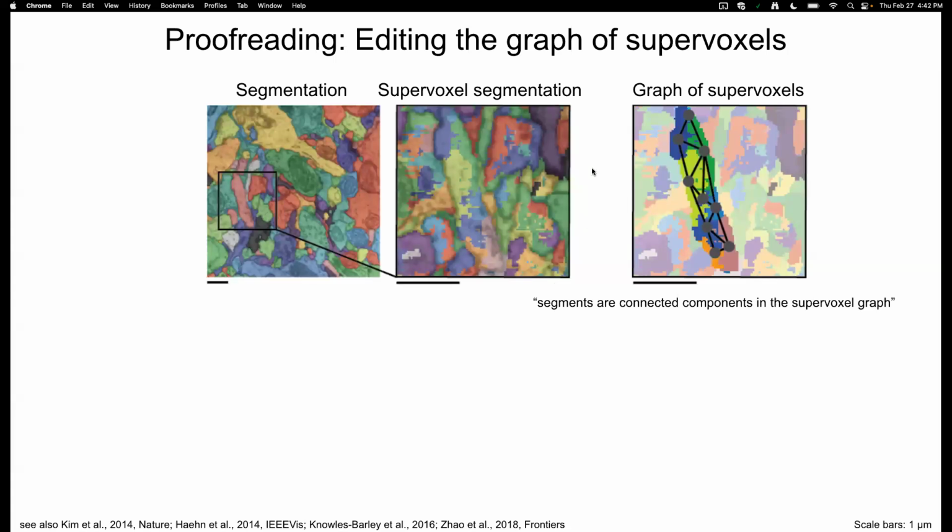So we generate a graph of supervoxels. Two supervoxels have an edge between them when they touch. And in this graph, the connected components are the neuron segments. So again, we generate a supervoxel segmentation where voxels that definitely belong to one segment are grouped together. And then we add edges between them so that we can run the connected components. And then the connected components in this graph are the neurons in our data set.